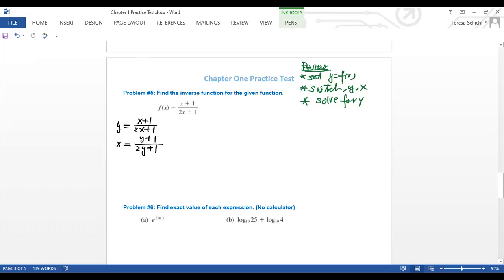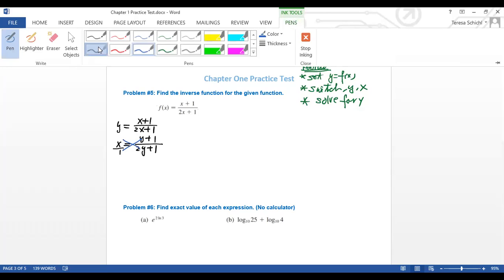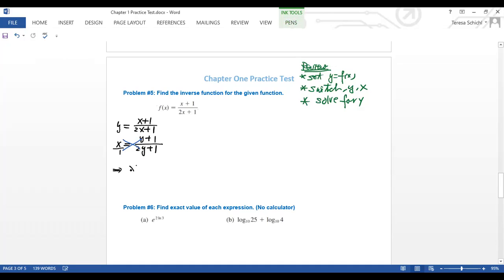Okay, now let's solve it. So what can I do here? I can treat x as x over 1, right? Then I can just do a cross product and try to solve for that. Now I have x times (2y plus 1) is equal to y plus 1, right? Then distributive property: 2xy plus x equals y plus 1. Because I want to solve for y, I need to move all the y to one side. So I subtract x on both sides, and I get 2xy equals y plus 1 minus x.